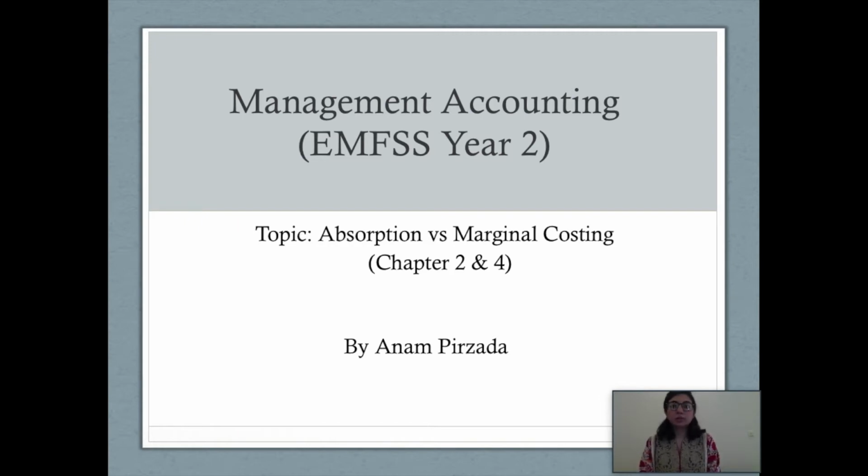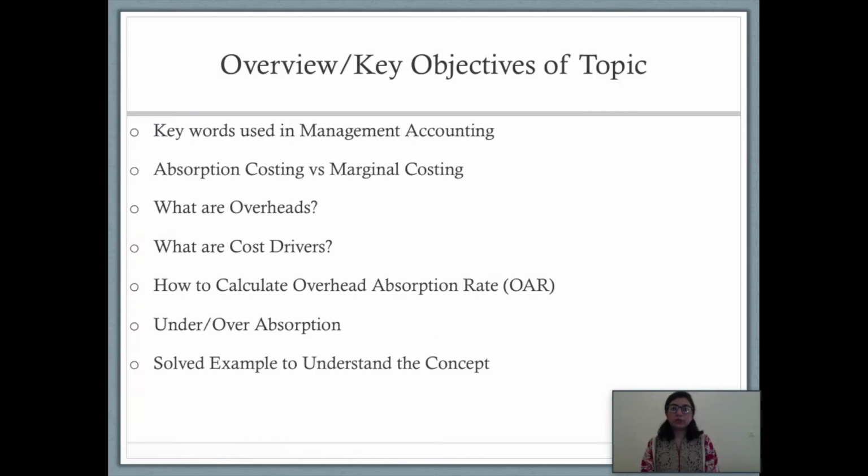I'm covering this topic because the key to learning management accounting is basically to understand absorption costing. Management accounting's foundation lies upon the distinction between these two key terms, absorption and marginal. So, the key objectives of the topic are: number one, what are the key terms used in management accounting? Number two, we're going to understand the difference between absorption costing and marginal costing.